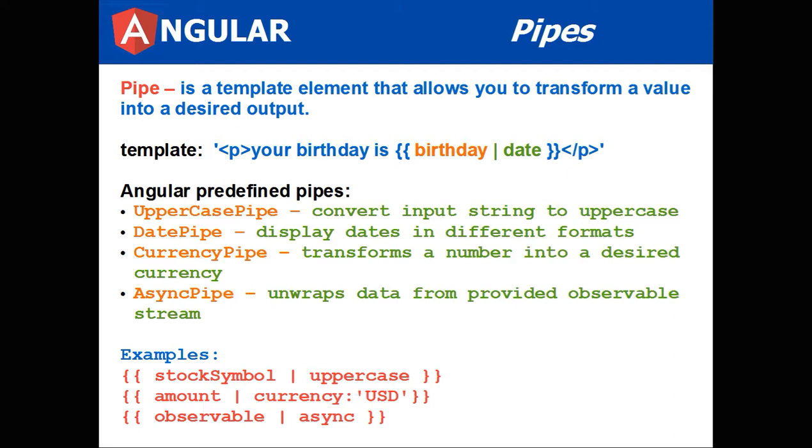Angular has predefined types, just a couple of them. The uppercase pipe converts an input string to uppercase. A date pipe displays dates in different formats. A currency pipe transforms a number into a desired currency. And an async pipe unwraps data from provided observable streams. For example, you could have a stock symbol and pipe it into uppercase. You could have an amount and pipe it into currency and specify which currency. And you could have an observable and pipe it into an async.